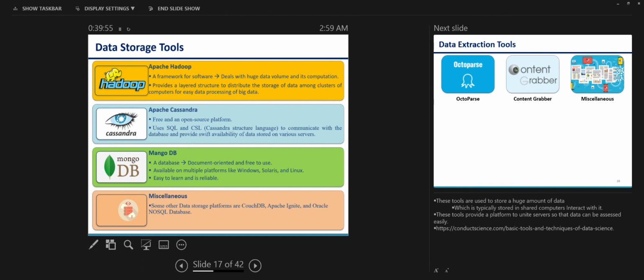Apache Cassandra is a free and open source platform. It uses Cassandra Query Language, CQL, to communicate with the database and provides swift availability of data stored on various servers. MongoDB is a document-oriented database, free to use, available for multiple platforms like Windows, Solaris and Linux, and it is easy to learn and a reliable tool. Other tools we have include CouchDB, Apache Ignite and Oracle NoSQL database. Many other basic tools are also available.